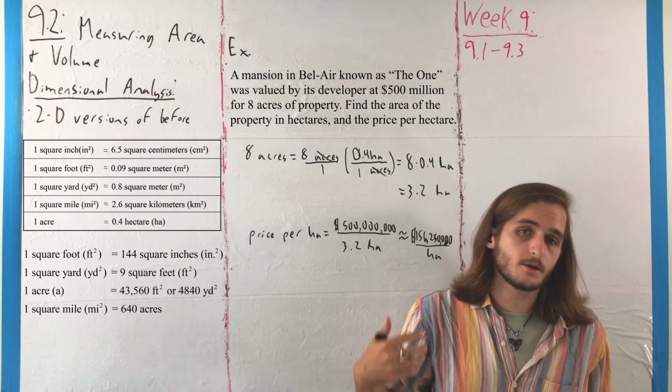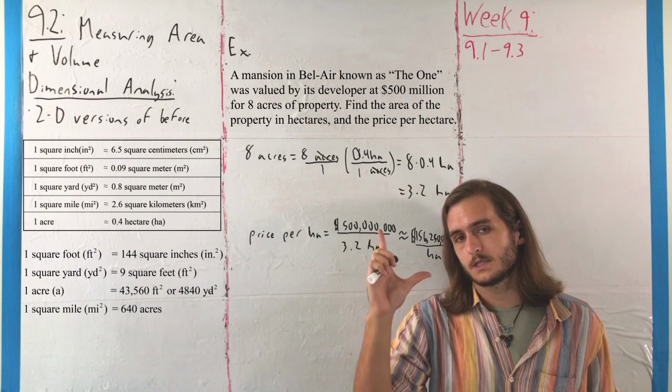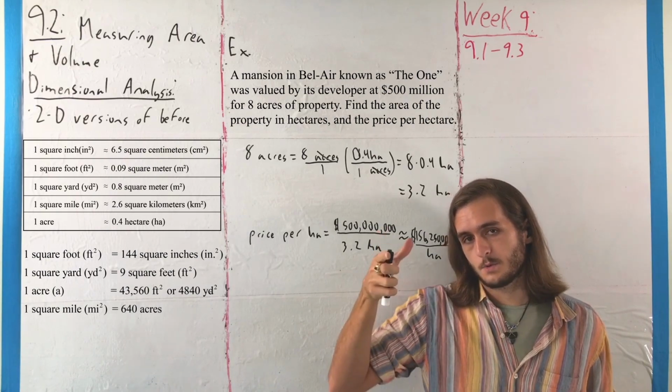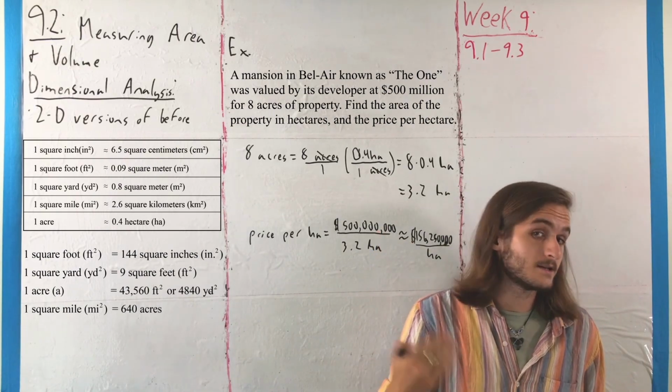And the next thing we're going to look at here is what happens when we go from 2 dimensions for area into 3 dimensions to talk about volumes and capacities.